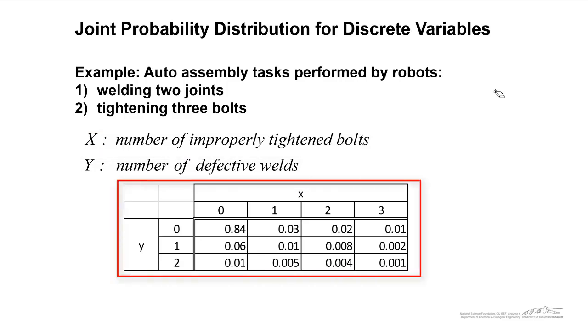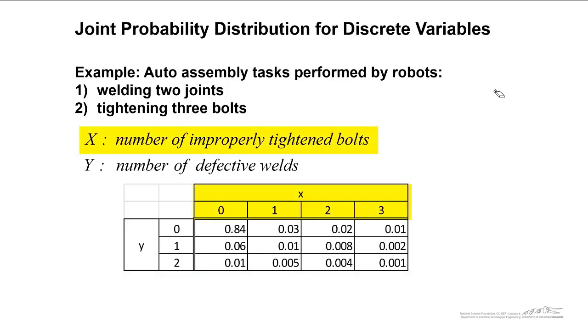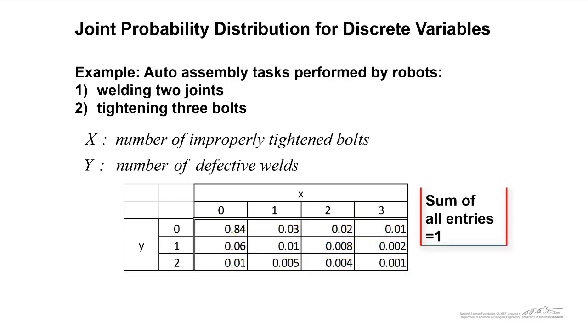We can put together this joint probability mass function where we have X on the top and Y on the bottom. We've got the number of improperly tightened bolts going across the top, the number of defective welds going down in the rows. The vast majority have 0 improperly tightened bolts and 0 defective welds, but then we have different combinations of X and Y, and together these 12 different possibilities represent the joint probability mass function. The sum of all entries has to equal 1. Also, all probabilities have to be greater than or equal to 0, which they are.